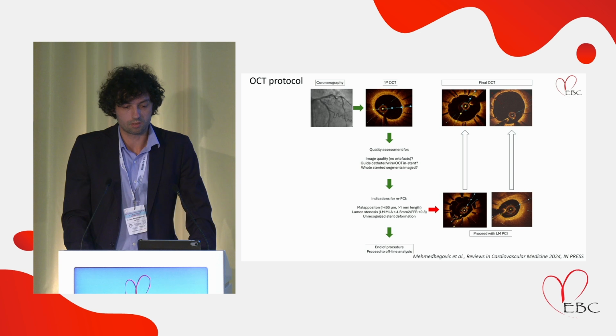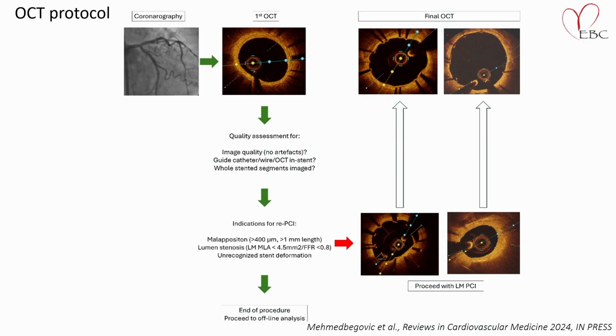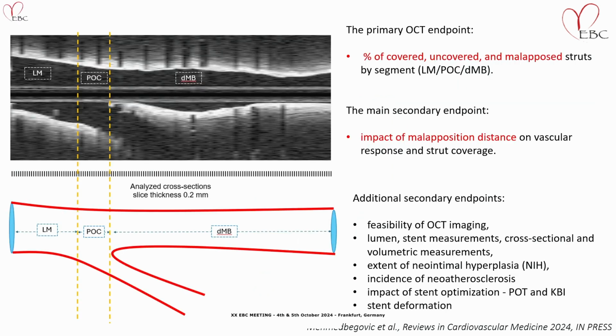After performing OCT, we evaluated the run online to make sure that the image quality was good enough. And then we evaluated whether there was some indication for PCI. Indications for PCI were significant malposition, more than 400 microns and more than 1 millimeter in length, lumen stenosis less than 4.5 or FFR less than 0.8, or some unrecognized stent deformation at the baseline procedure. If everything was fine, we completed the procedure. If not, we performed the PCI and then repeated the final OCT.